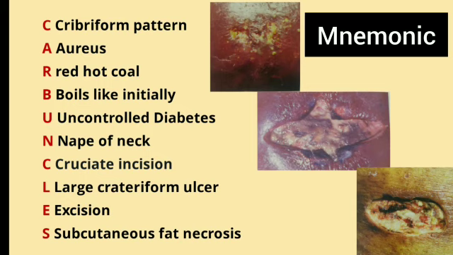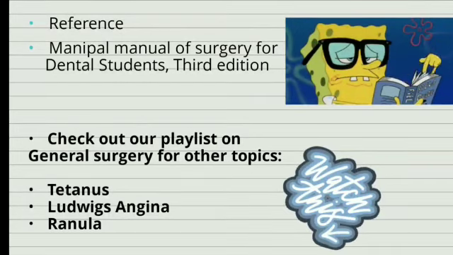R for red hot coal appearance. We learned this in the clinical features. The surface will be red, giving a red hot coal like appearance. B for boils, that is initially the lesion will look like a boil. U for uncontrolled diabetes. N for nape of neck, which is a common site. C for cruciate incision or cross-shaped incision. L for large crateriform ulcer. E for excision and S for subcutaneous fat necrosis. So that's all about carbuncle.